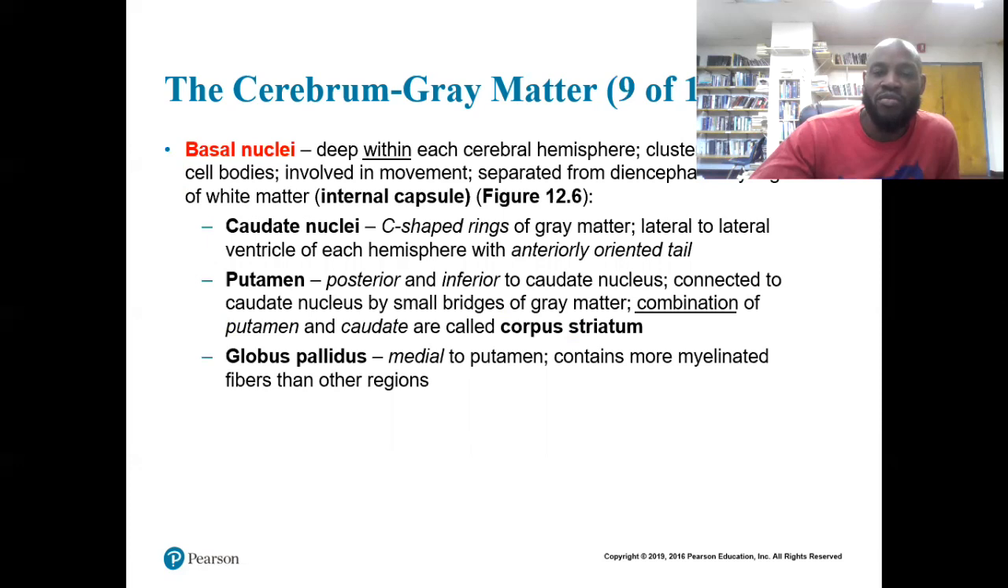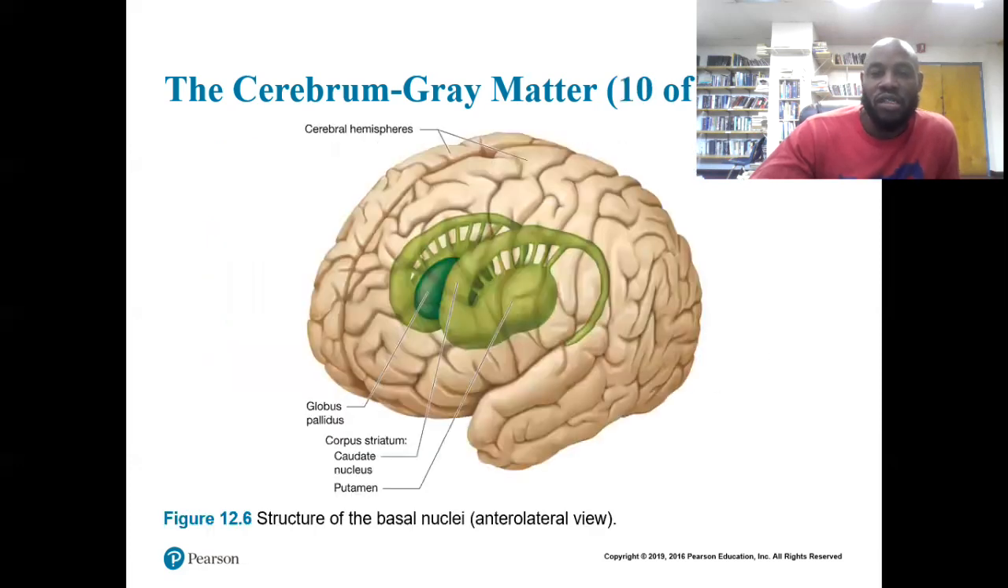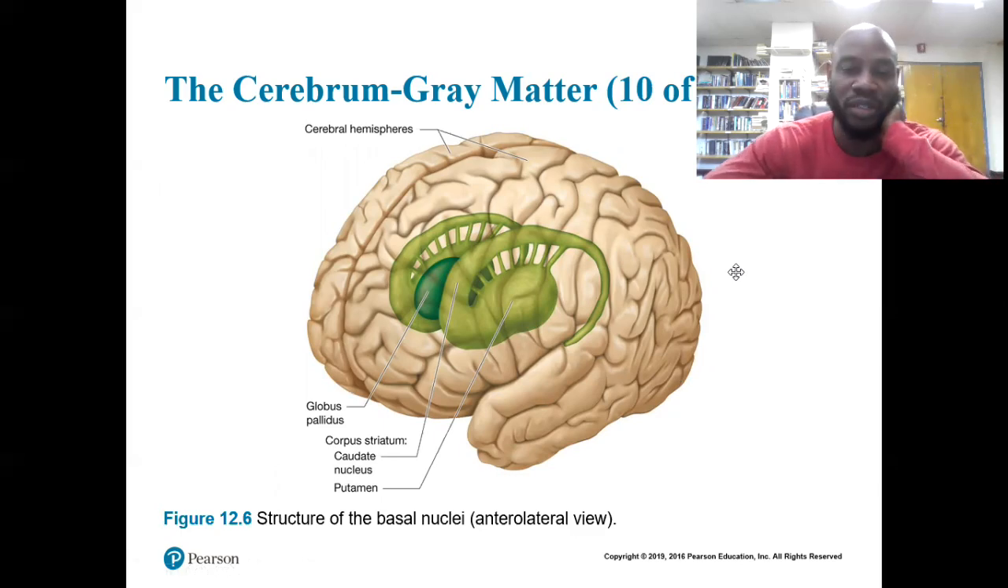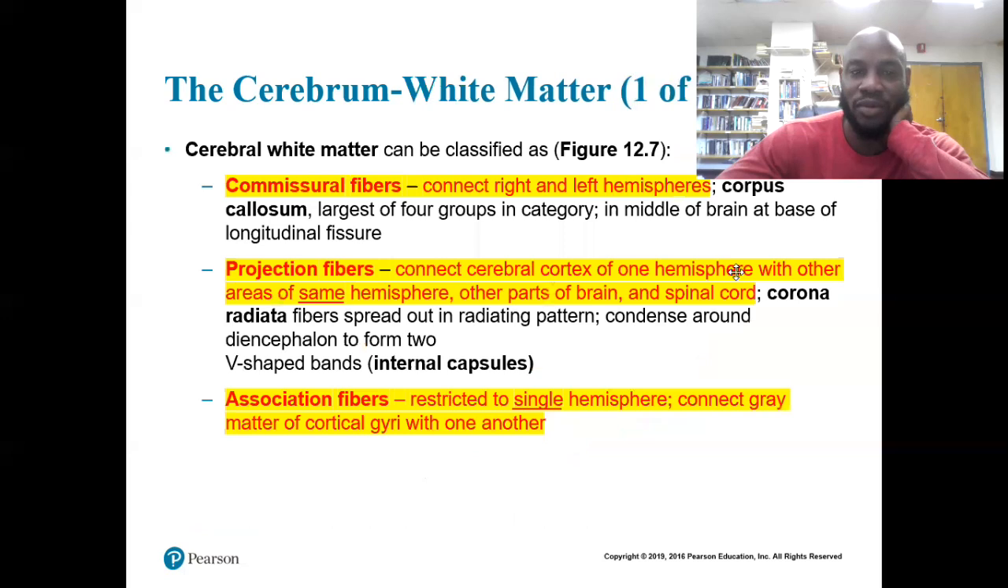But it's involved in movement, the basal nuclei, and it's deep within the cerebral hemisphere. So you'll see that structure there. And that one can sometimes be tricky to recognize, even when you're dissecting the brain. It can be very tricky to recognize the basal nuclei, but it's very important. So we're going to come back to that. We're going to talk about that.